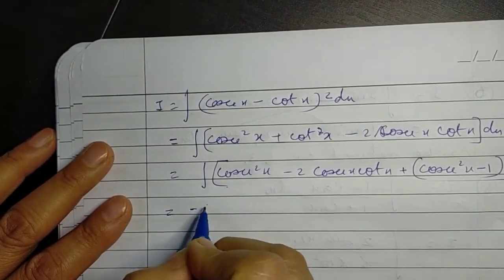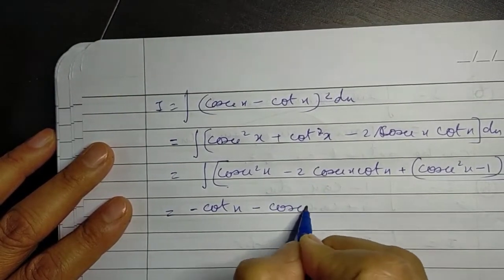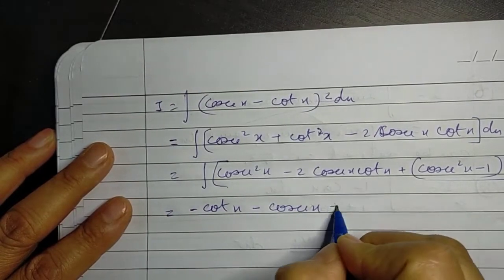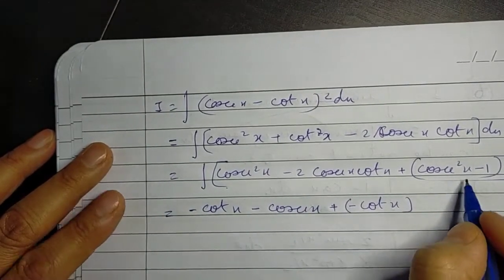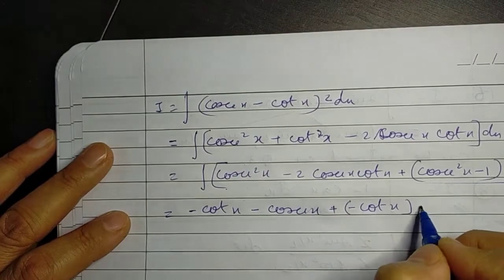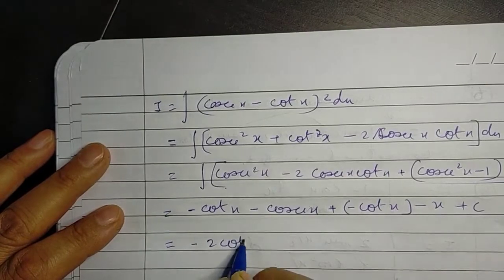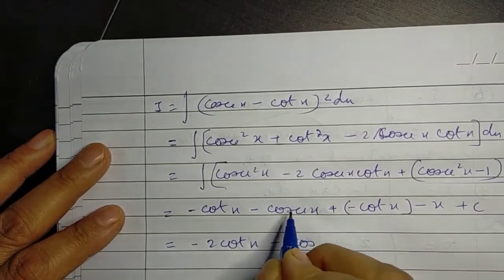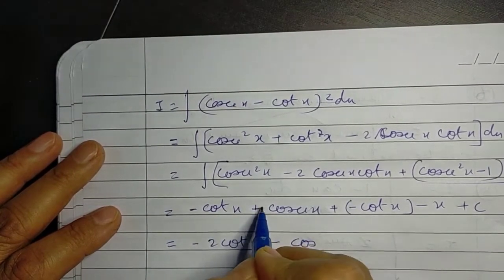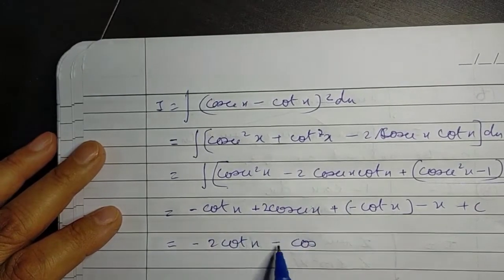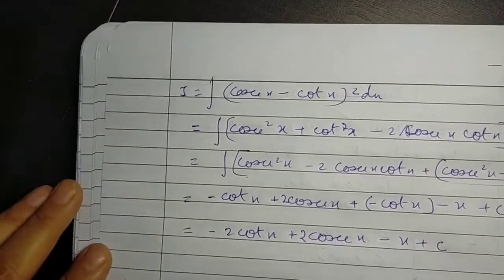Now we simply apply the integrals. The integral of cosec squared x is minus cot x. Minus 2 times the integral of cosec x cot x gives plus 2 cosec x. Plus the integral of cosec squared x, which is minus cot x, and here we have minus 1, which gives minus x, plus c. So the answer comes out to be minus 2 cot x plus 2 cosec x minus x plus c.